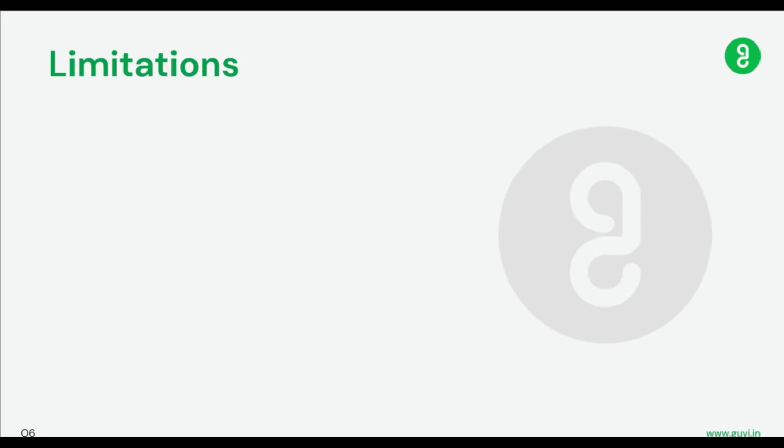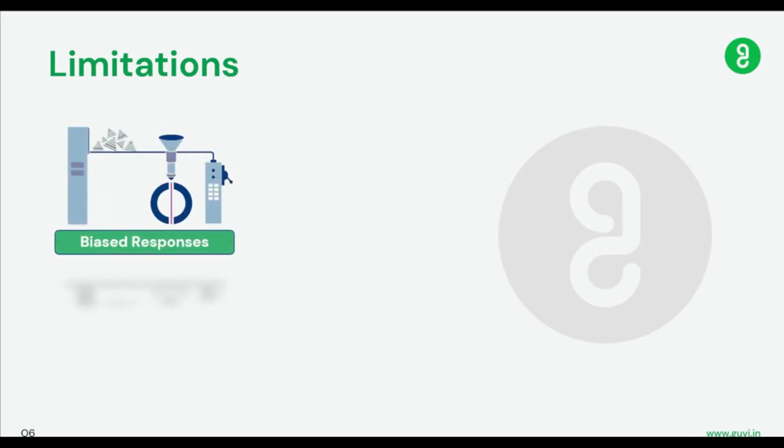The first one being biased responses. ChatGPT's responses may reflect the biases that exist in the data that it was trained on. If the training data contains biased or prejudiced information, the model may inadvertently reproduce these biases in its responses.